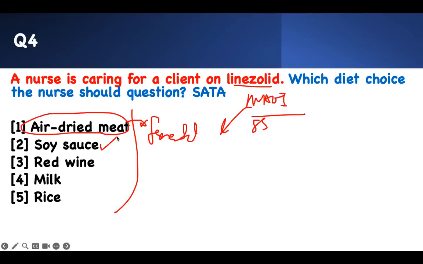Soy sauce, you should avoid it. Red wine, you should avoid it. Aged cheese and all those things. Rice and milk do not include it. So 1, 2, and 3 are the things you should avoid when you're on linezolid because of the MAOI effect. Number 4 is done. You see the questions? Pharmacology should be easy for you now. Use that strategy and you can kick the pharmacology no matter what the problem is.